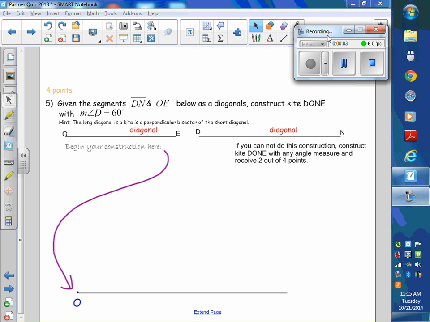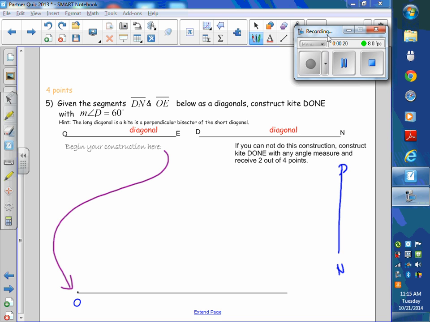I have to read it. DN and OE are diagonals. Okay, so you have to have a kite. Remember to sketch it out. DN is a diagonal, and OE is a diagonal, and D is 60 degrees.